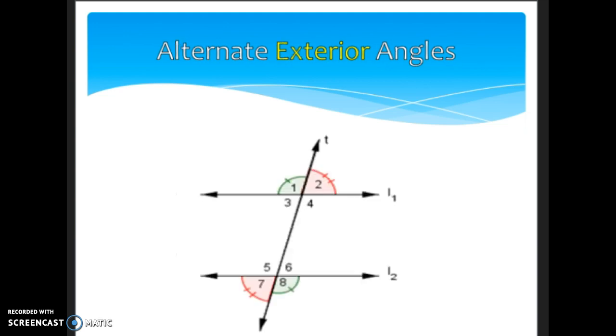The last set of angles we discussed were alternate exterior angles. Note that these are similar to alternate interior angles, except they're on the exterior of the two parallel lines. For example, angle 1 is the alternate exterior angle of angle 8, and angle 2 is the alternate exterior angle of angle 7.